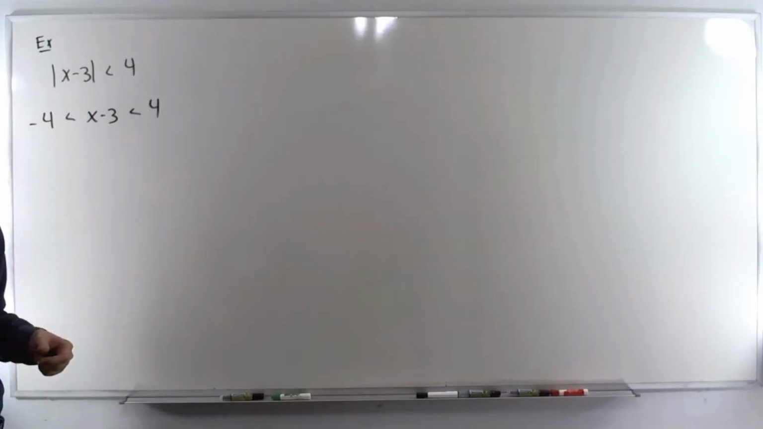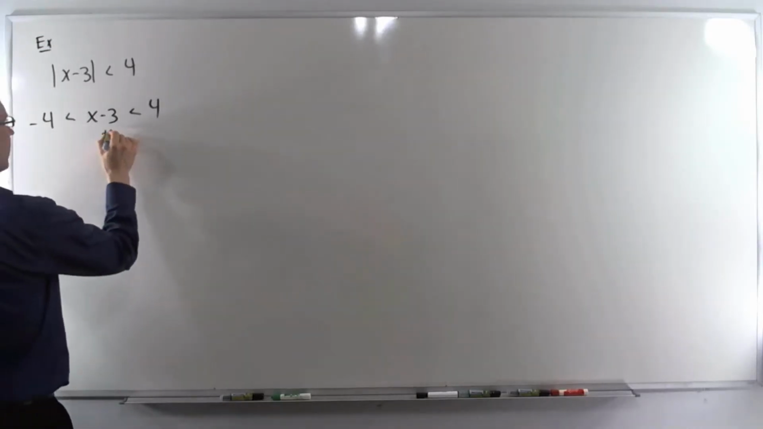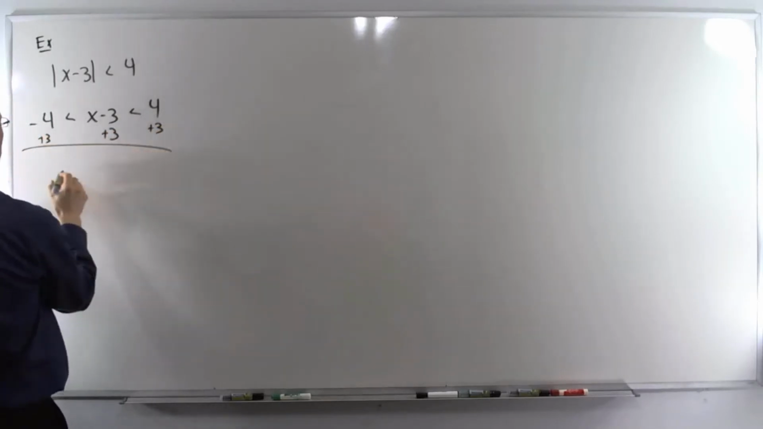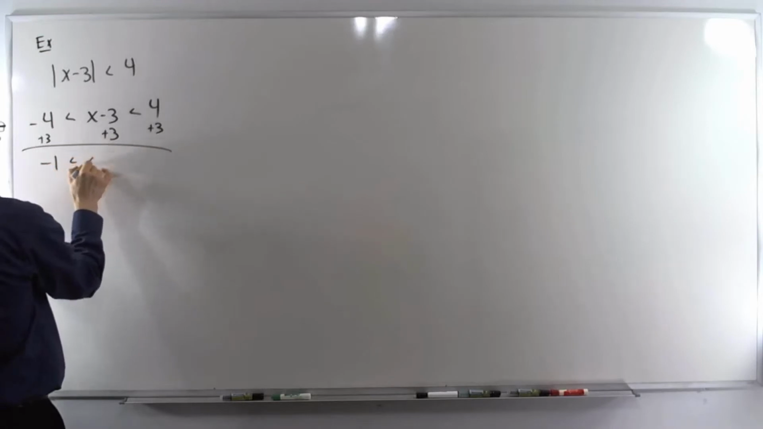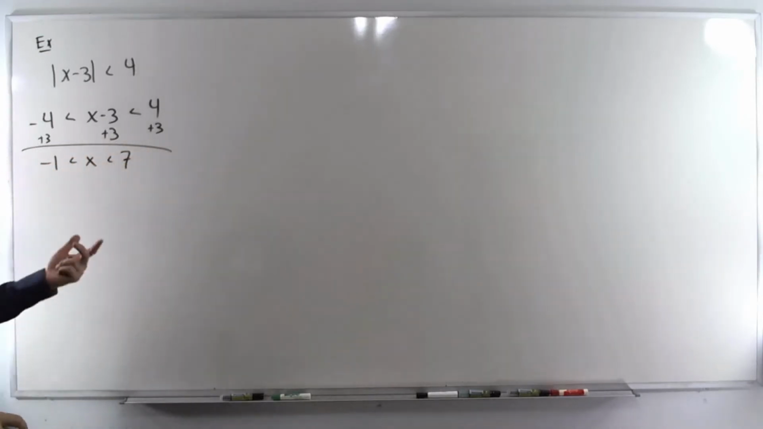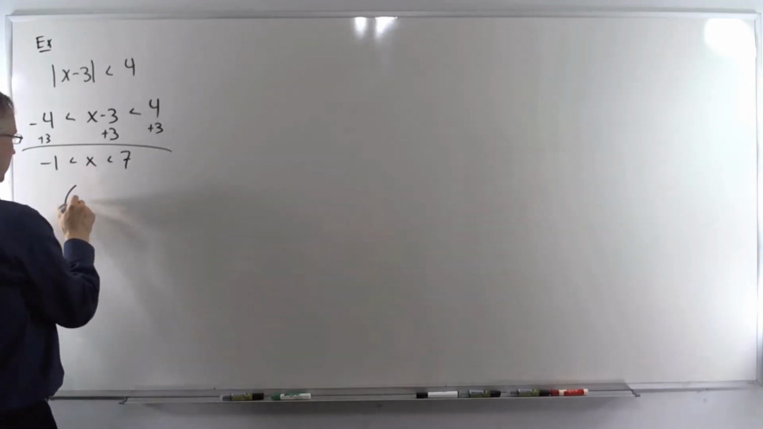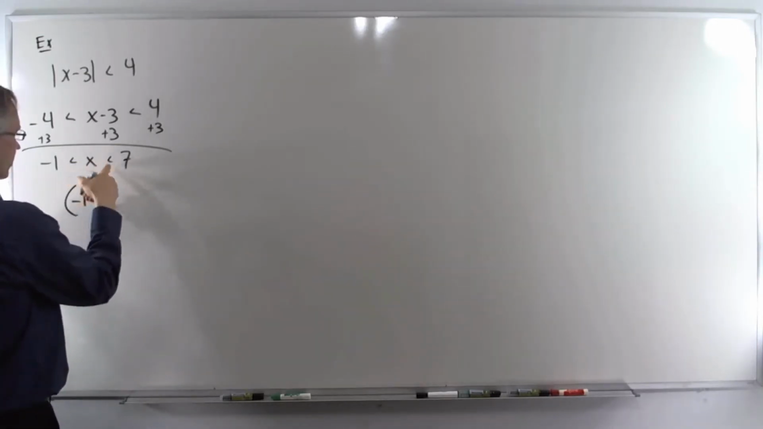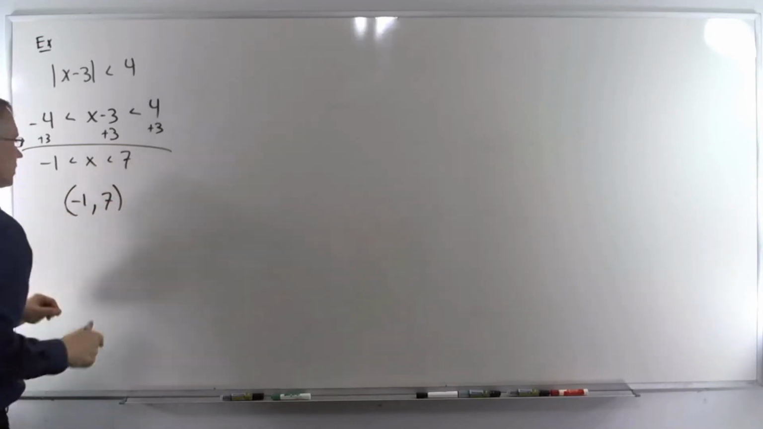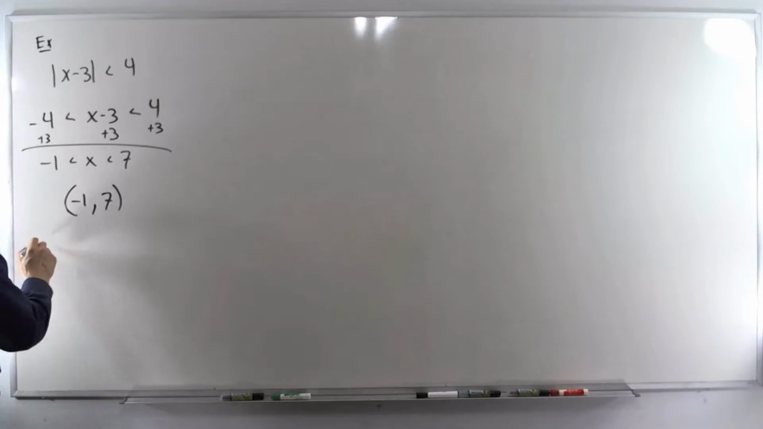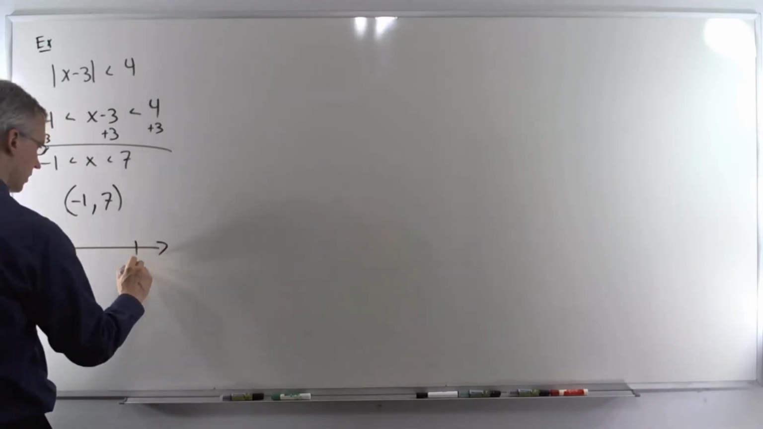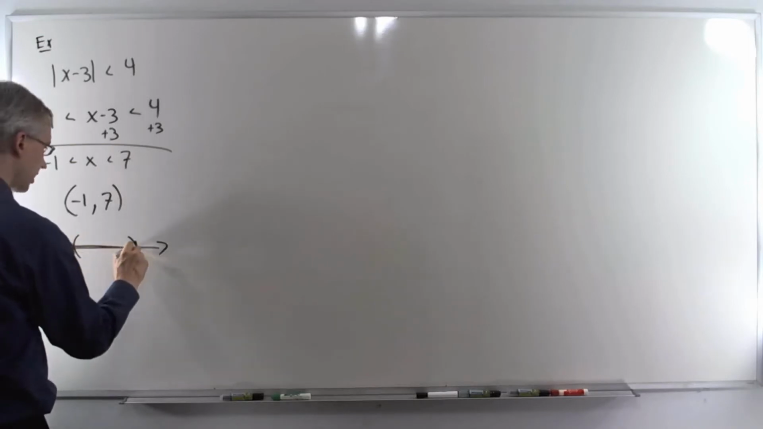Now we can solve this 3-part inequality. I'm going to add 3 to each part. Just remember to add to all 3 parts. And that gives us -1 is less than x is less than 7. Now we can write this using interval notation. Same numbers. We have strictly less than, so we're going to use parentheses. -1 to 7. And then graph it using the same symbols and shade in between.